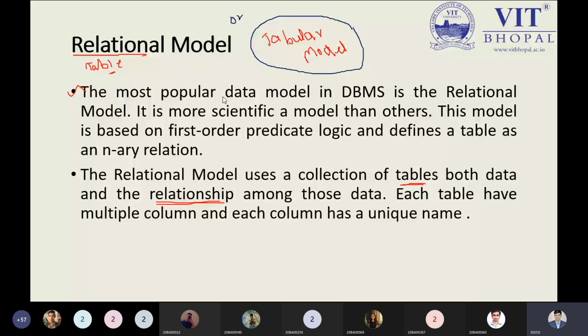I am saying once again, what are the models? We have the relational model, network model, hierarchical model, and ER model. Before going into each and every model, we started with the concept of what we mean by a data model. So we have covered the introductory part, the logical structure of the database management system, and we have seen the first model, the relational model.